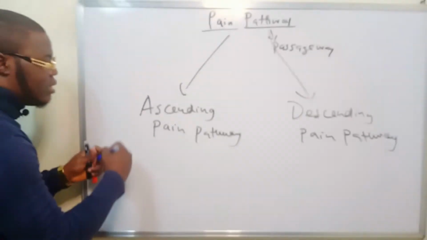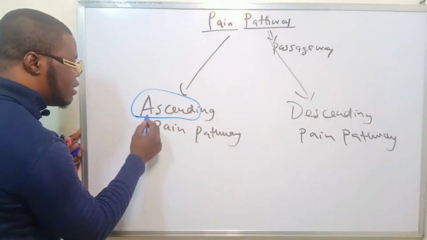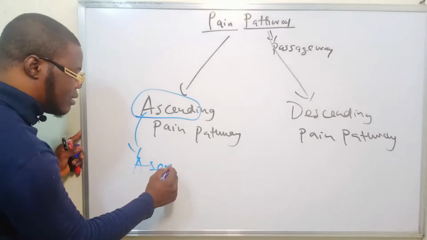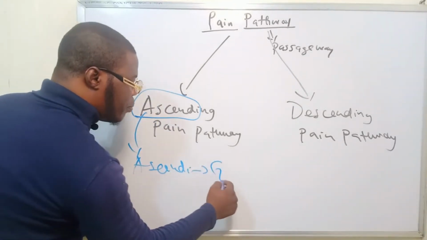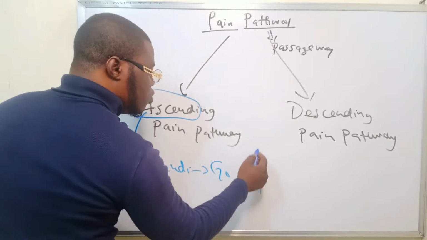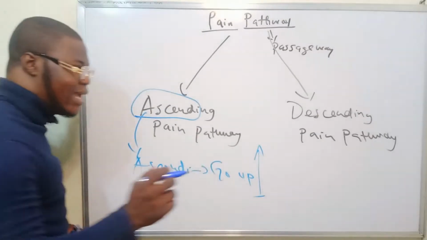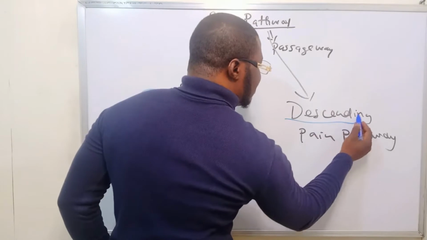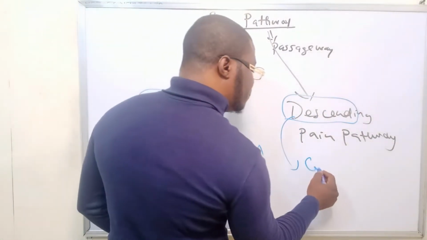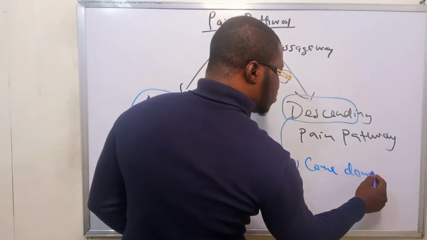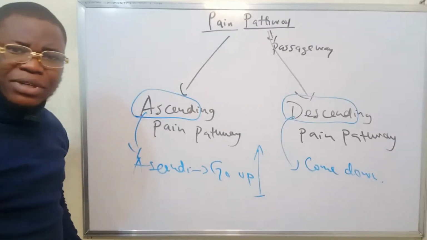The word ascending is from the word ascendi, and I think that is from French origin. So the word ascending means to go up. And then the descending pathway is from descendi as well, from that French word, which means to come down. And what's the meaning of that?